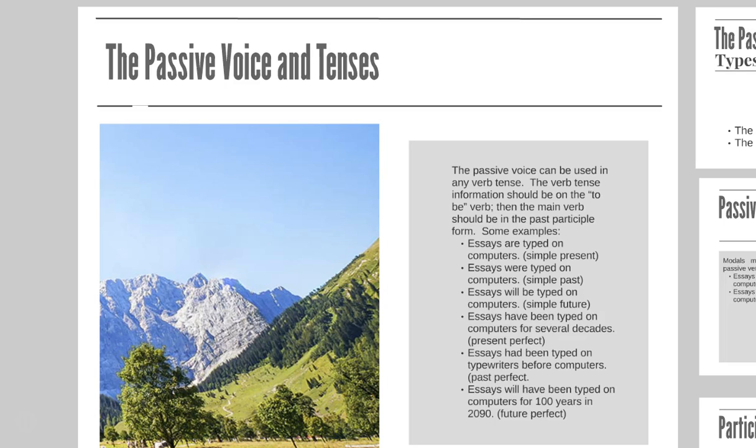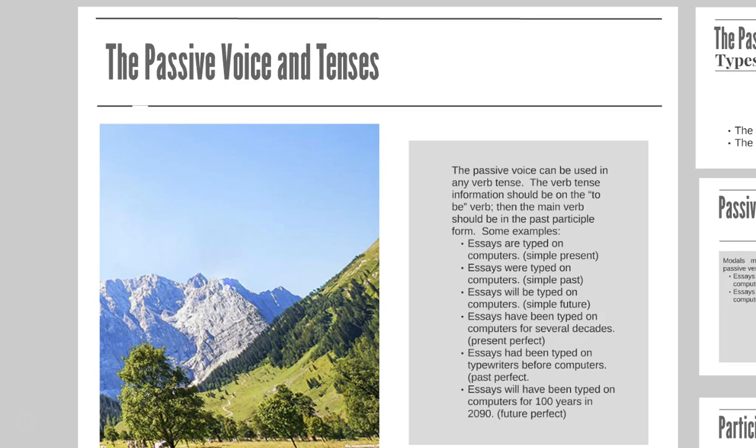The third sentence is in the simple future. Essays will be typed on computers. So will be is the verb in the simple future, and then the past participle is what makes it passive. Next, present perfect. Essays have been typed on computers for several decades. Have been is in the present perfect form, and then typed is in the past participle, and that's what makes it passive.